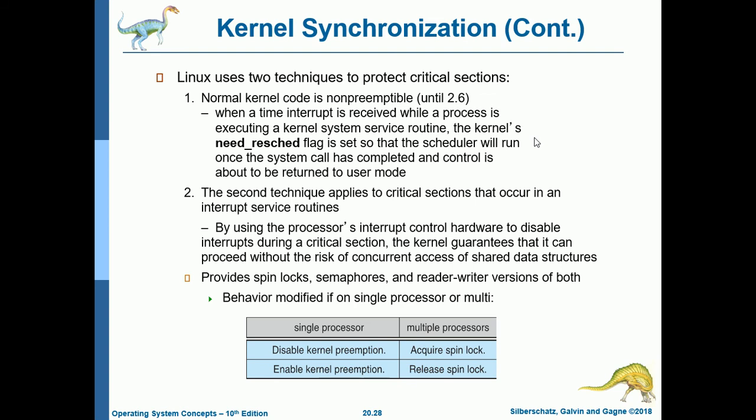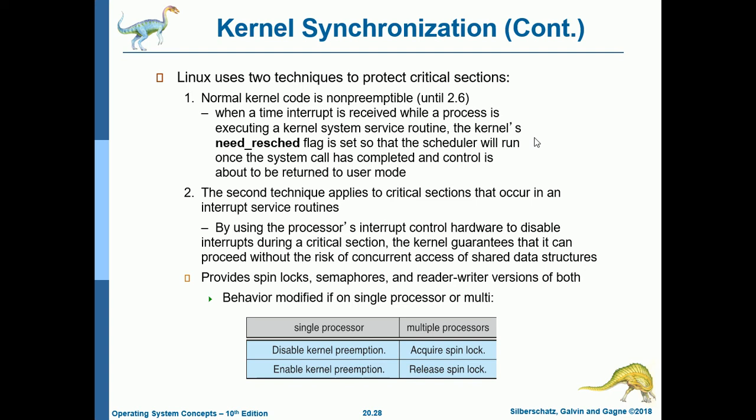So Linux uses two techniques to protect critical sections. First, normal kernel code is non-preemptible, so it cannot be interrupted, up until version 2.6 of Linux. When a time interrupt is received while a process is executing a kernel system service routine, the kernel's need_resched flag is set so that the scheduler will run once the system call has completed and control is about to be returned to user mode. So it means that you really cannot interrupt if the process is executing a kernel system service routine.